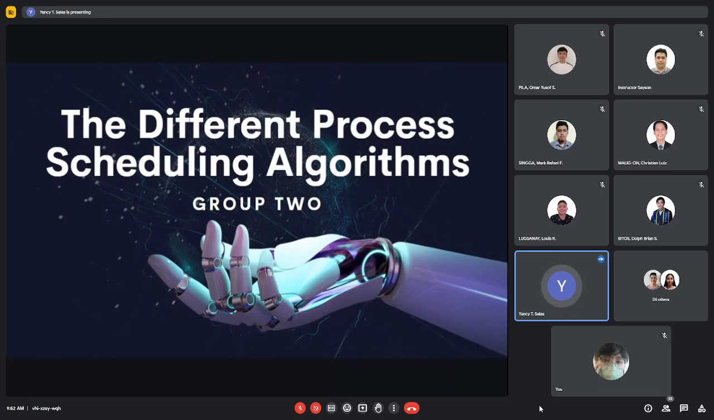There are many different process scheduling algorithms that have been developed over the years, each with its own strengths and weaknesses. Some algorithms prioritize short jobs while others prioritize jobs with higher CPU utilization. Some algorithms are more complex and they take into account factors such as process priority and aging. Throughout our presentation, we will be exploring the various process scheduling algorithms, discussing their advantages and disadvantages, and examining how they are implemented in modern operating systems.